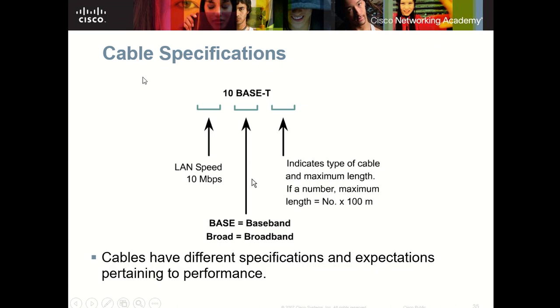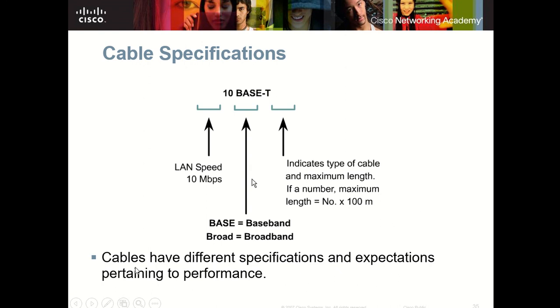Alright, so these are the cable specs. When you buy a cable, you will see a label such as 10BaseT. The 10 stands for the speed, meaning 10 Mbps. The Base stands for baseband or broadband. The T indicates the type of cable and the maximum length. The maximum length is equal to the number times 100 meters.